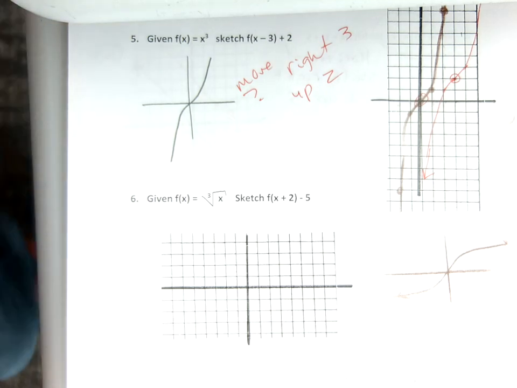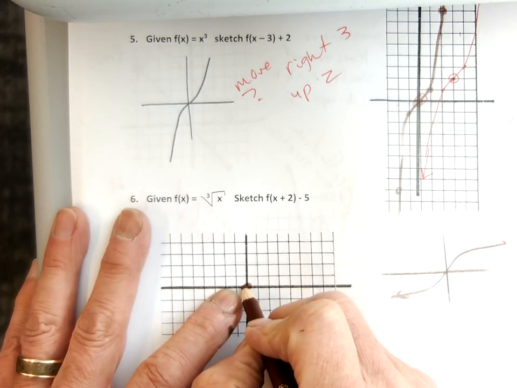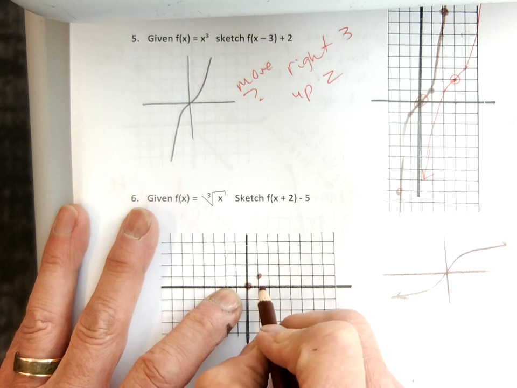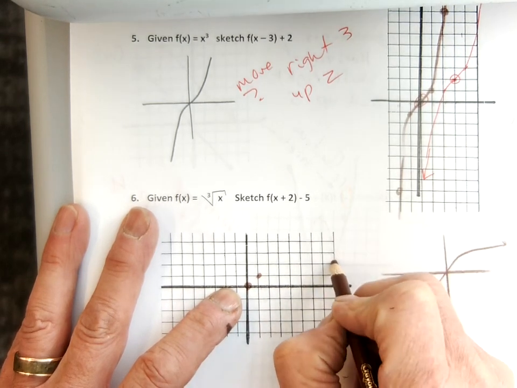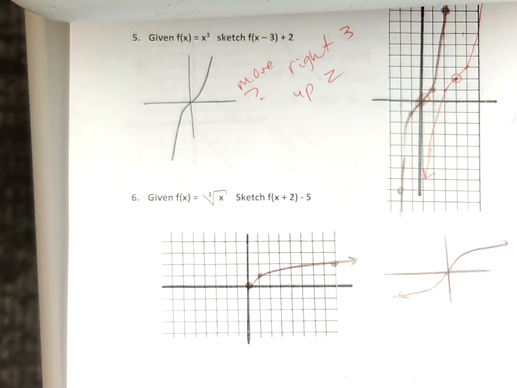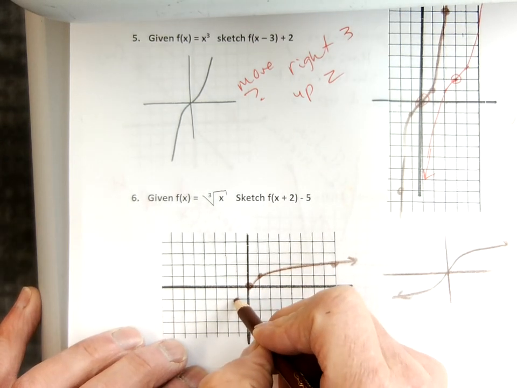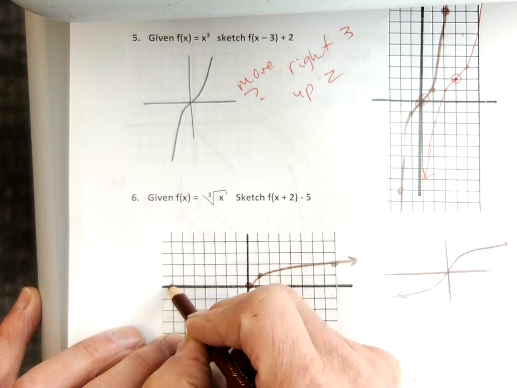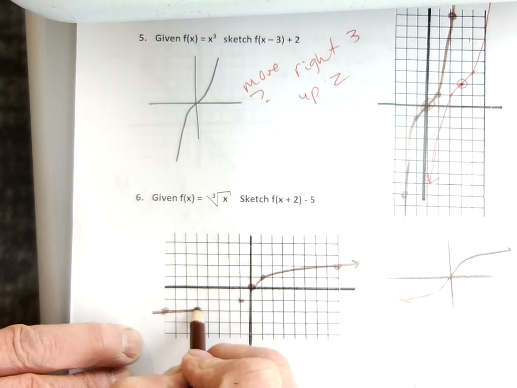So, all right, here's what my parent function looks like. Cube root of 0 is 0. Cube root of 1 is 1. Cube root of 8, 1, 2, 3, 4, 5, 6, 7, 8, is 2. All the other numbers are in there, but they're decimals. Cube root of negative 1 is negative 1. 1, 2, 3, 4, 5, 6, 7, 8. Cube root of negative 8 is negative 2. And there's my parent function, okay?